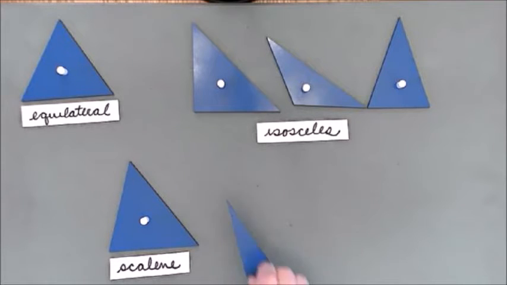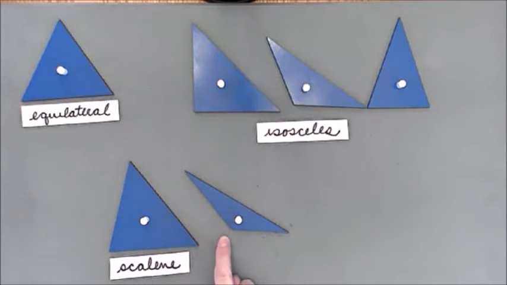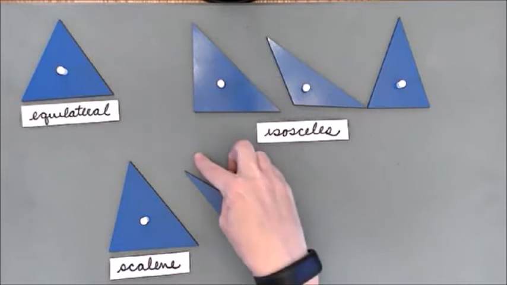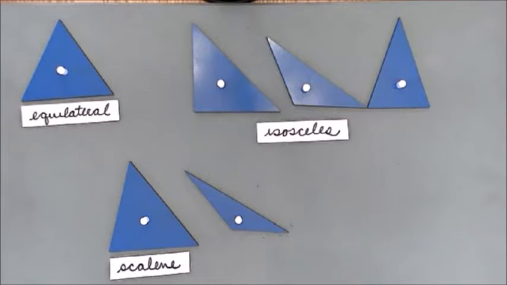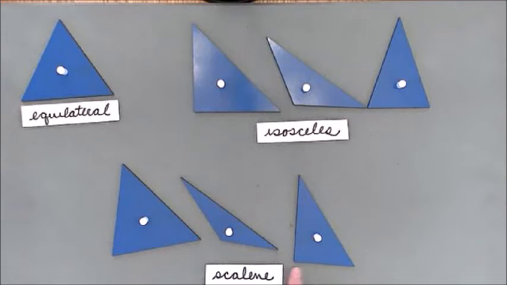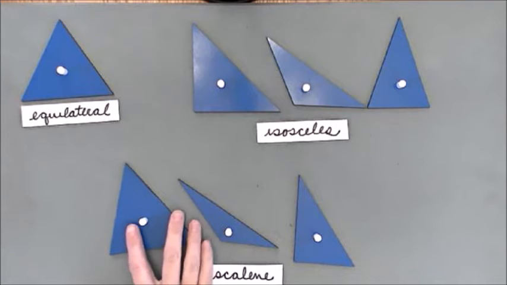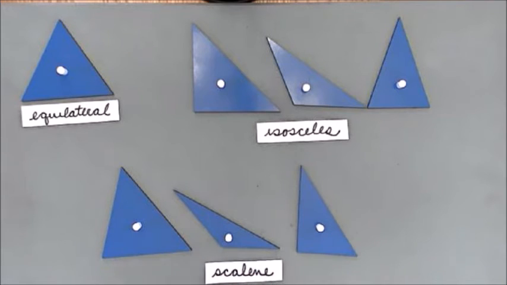We have a couple more examples of scalene triangles. This one here, you can see a long side and a shorter side and an even longer side. And here we have another scalene triangle that has the shortest, a medium, and a really long side. What's really cool about triangles is we can classify them both by their sides, like we've done here, and also by their angles. And we can do that at the same time.